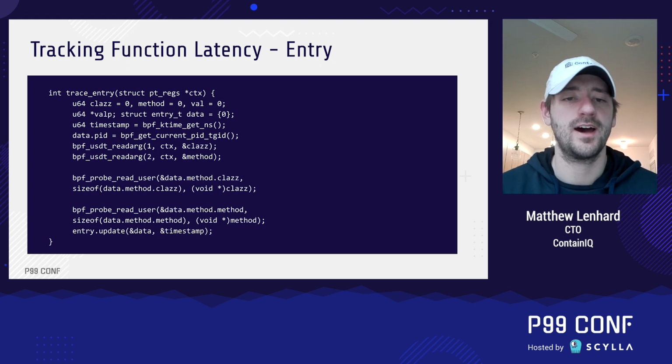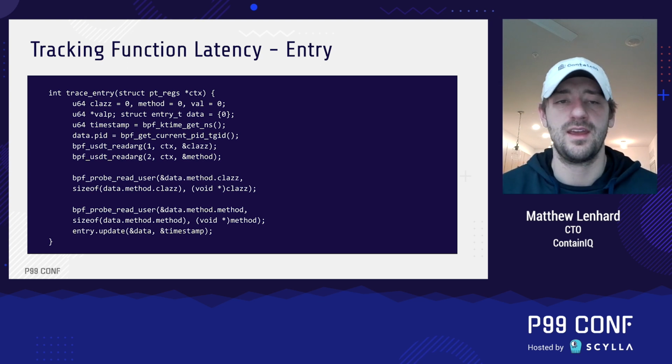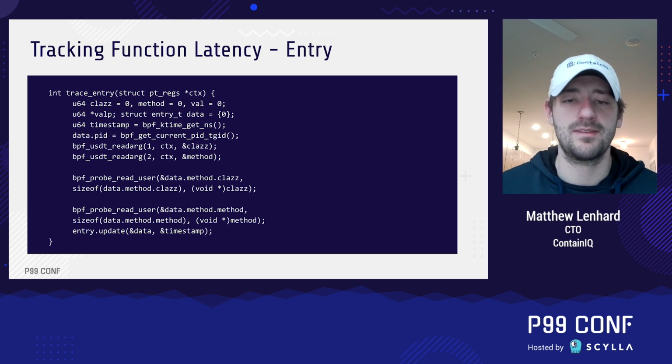Grab the PID, use BPF ktime to start the timer. We're going to read the arguments from the tracepoint, specifically the class and method. This will differ based on the actual language you're tracing. This is Python, but if you're using Ruby, PHP, Java, whatever, it's going to be different. If you look at that main.py file, you're going to see the differences between the languages. You can use that to substitute in what language you're using.